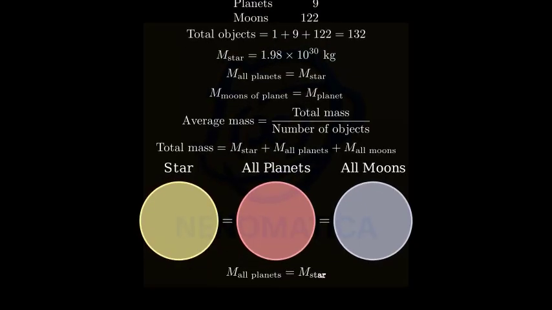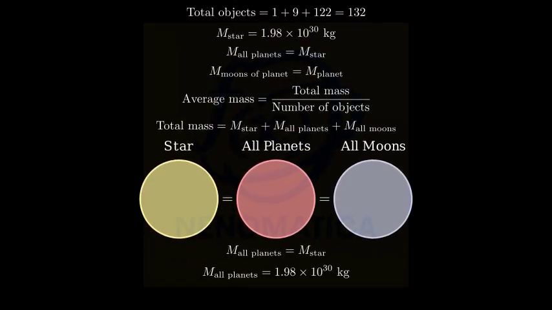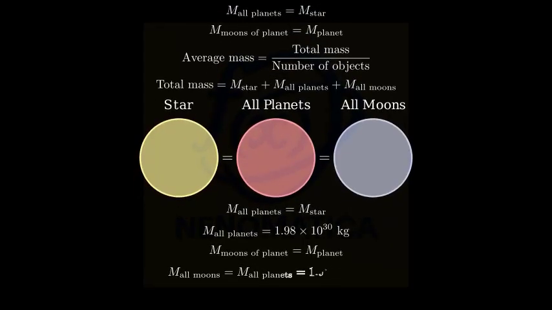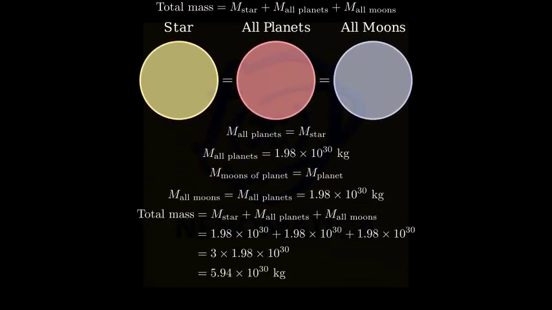First, we know that the total mass of all planets equals the mass of the star. So, the mass of all planets is 1.98 times 10 to the power of 30 kilograms. Next, we know that for each planet, the total mass of its moons equals the mass of that planet. Since we have 9 planets, and the total mass of all planets is 1.98 times 10 to the power of 30 kilograms, this means the total mass of all moons equals the total mass of all planets, which is 1.98 times 10 to the power of 30 kilograms. Therefore, the total mass in the system is the star mass plus the planets' mass plus the moons' mass, which is 3 times 1.98 times 10 to the power of 30 kilograms.